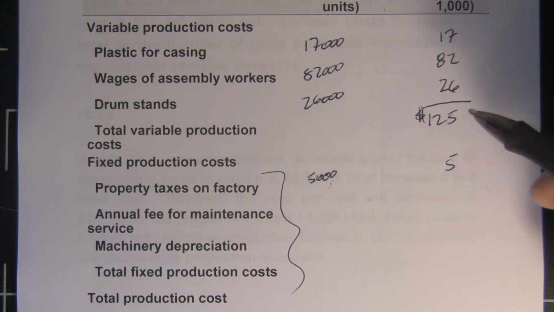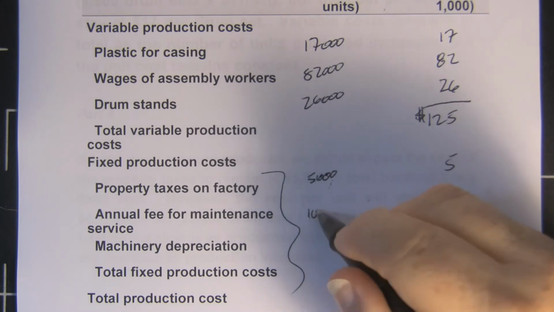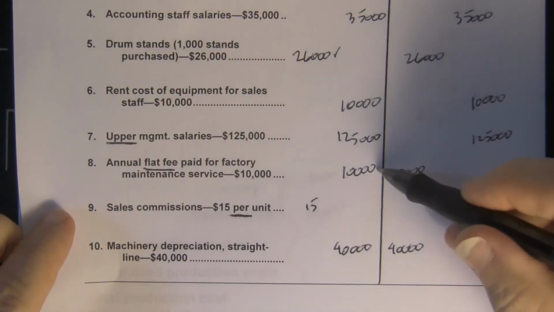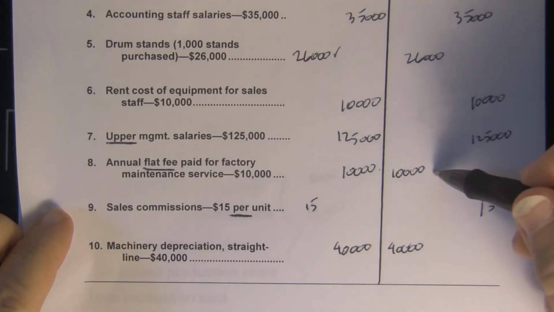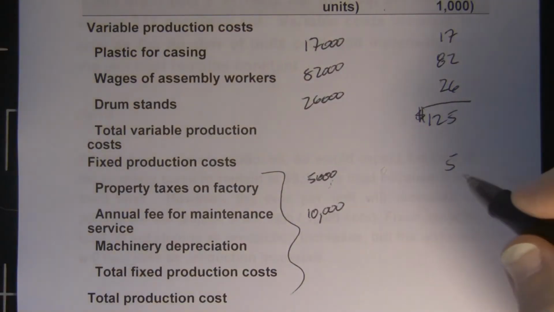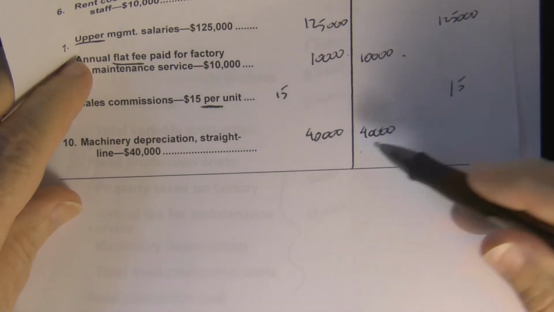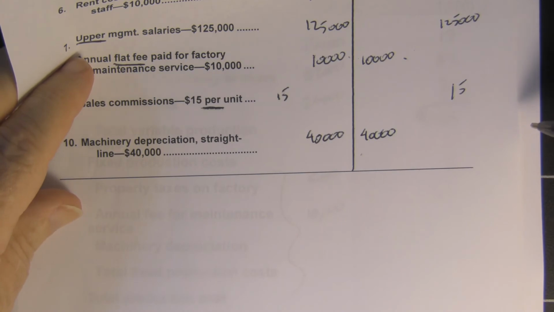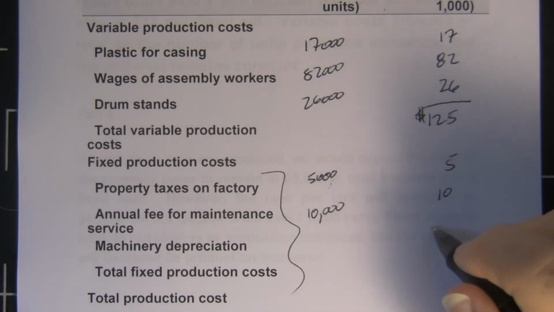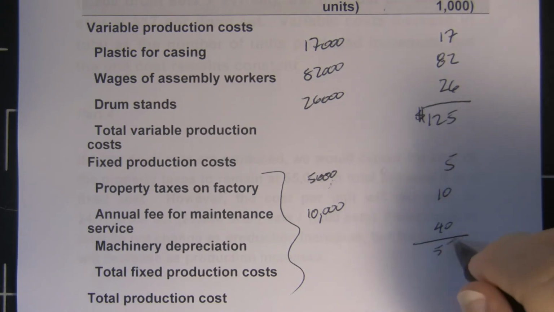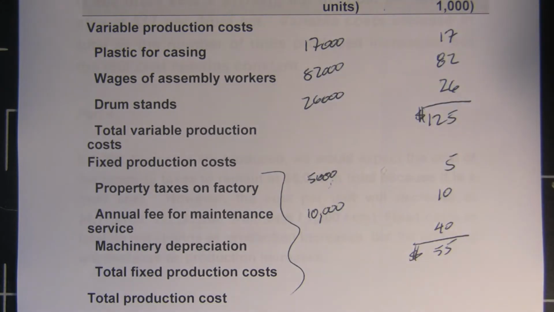Now, the annual fee for the maintenance is $10,000. Remember we got that? And we said that was a product cost. So we have to take that, divide by 1,000, $10. And now the machinery depreciation, we said was $40,000, and that was for 1,000 drums, so that's $40 per drum. So we are allocating $55 of fixed production cost.